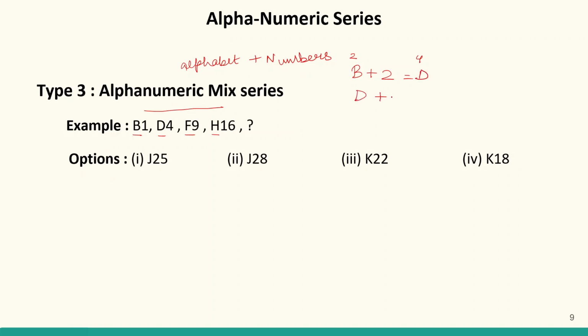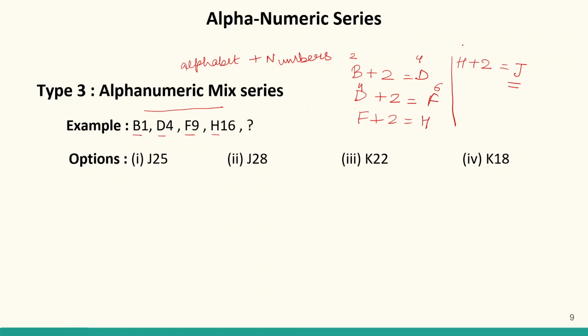Similarly, D plus 2 is F. What is the position of D? 4. What is the position of F? 6. So either you can remember these ranks or you can also do them on your fingers. So let's see: F, G, H. So there's an increment of 2. So the next letter has to be H plus 2. H, I and then J. So J would be the answer.